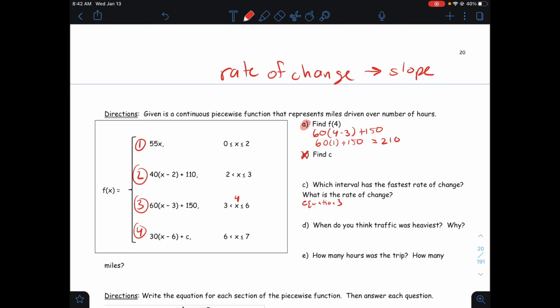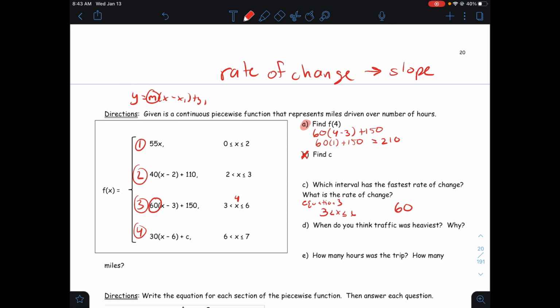All right. So which interval? Equation 3 has that. So the interval 3 less than x less than or equal to 6. That's going to be the interval with the fastest rate of change, and the rate of change is 60. All right. Because all of these equations are in the form y equals m times x minus x1 plus y1. So this right here would be your slope.